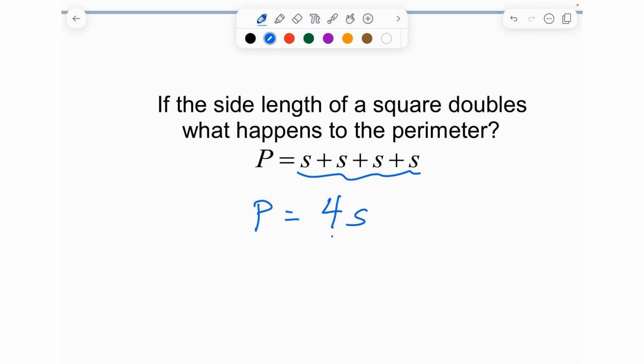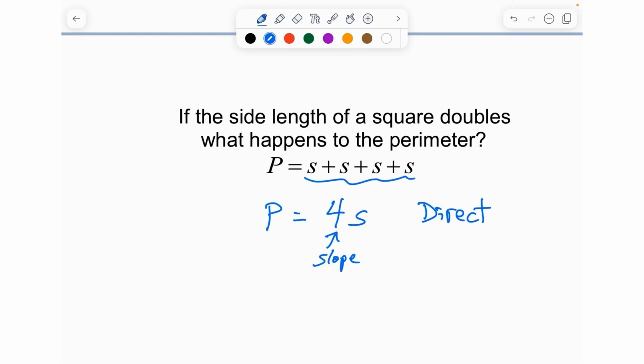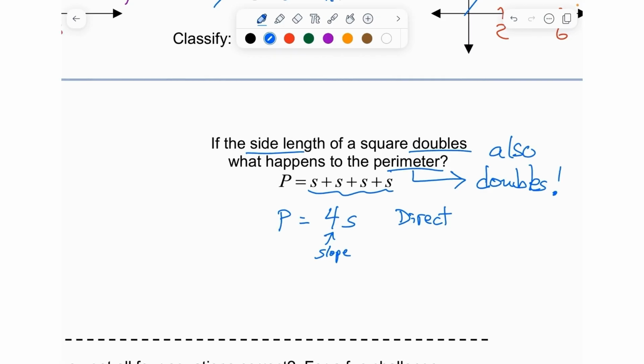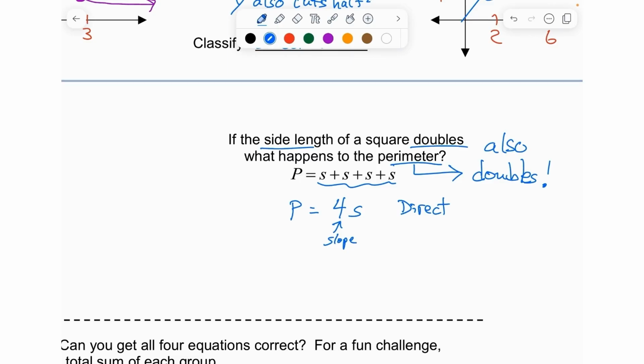And yeah, that is a slope. And since that's a slope, we know that this is going to be one of those direct variations. So wait a minute, if the side doubles, am I able to say that that's directly what's going to happen to the perimeter? I hope so. But let's find out. Let's find out that it also doubles one more time with some sample data.